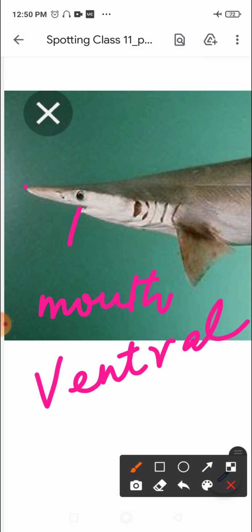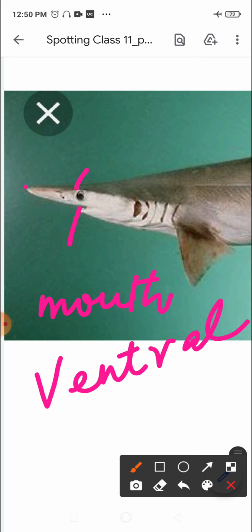So the mouth is ventrally placed. It has sharp, inwardly curved and pointed teeth, right? Of course the teeth are not visible. Two large eyes, you can see the eyes over here, are present on the head.